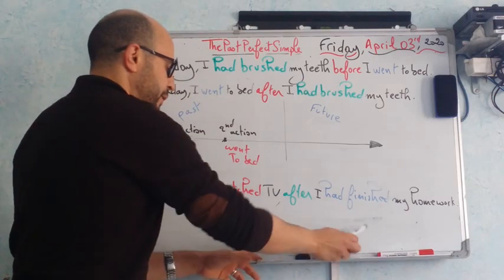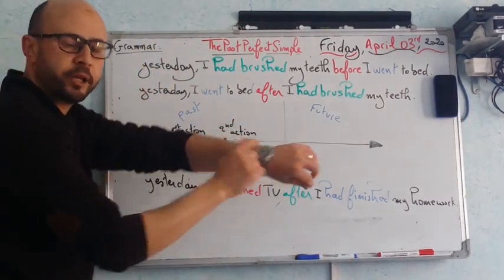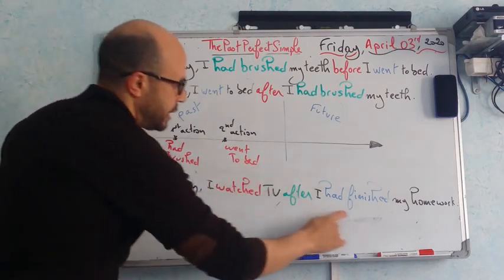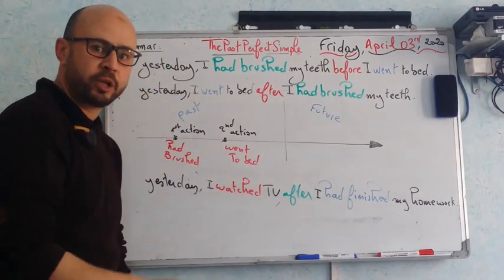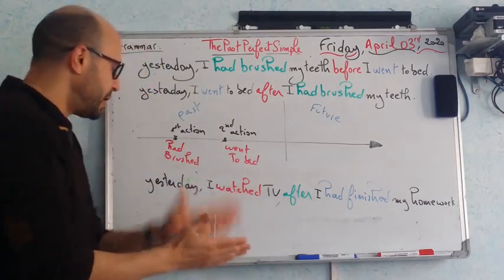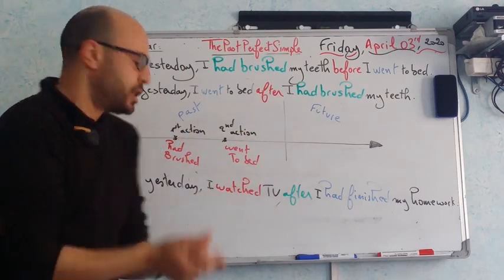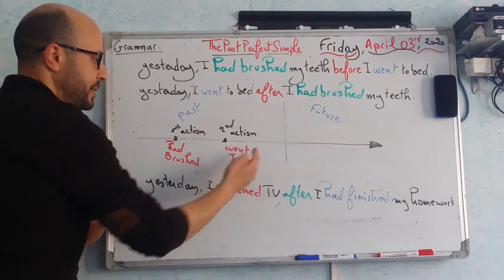Which one happened first? Which one happened first in the timeline? Good. I finished my homework first. When I finished my studies and my homework and the assignments I have, then I switched on TV to watch it. So this is the first action, so it happened here, and this is the second action.